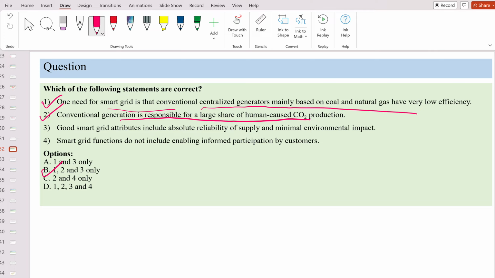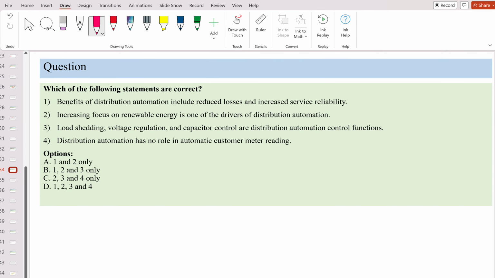The smart grid attributes include absolute reliability of the supply, and minimum pollution, that is also true. We don't want to pollute the environment, and we also want reliable operation of the power plants. The fourth is false because in the smart grid we need prosumers also. We can generate and we can supply also. Suppose you have solar generation at your house, you can also sell to the grid. So that is false. Option B is correct. Let's move further. Try to solve this.